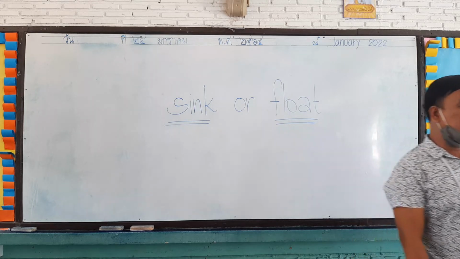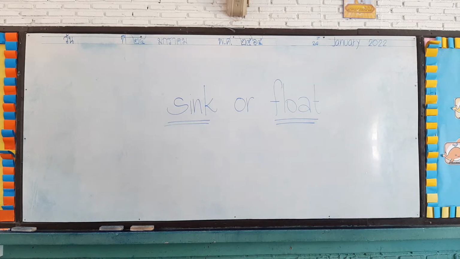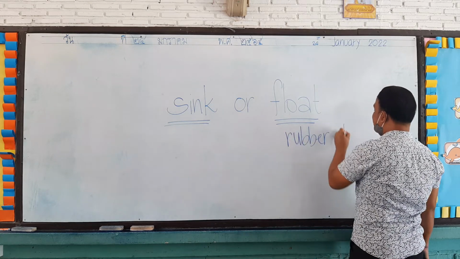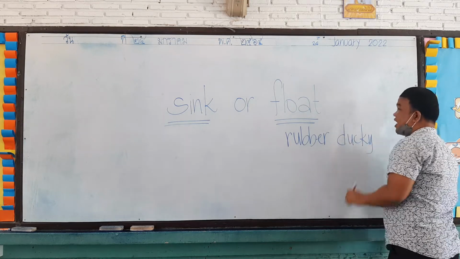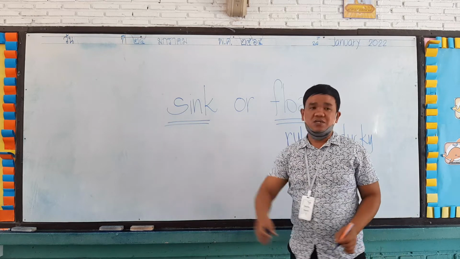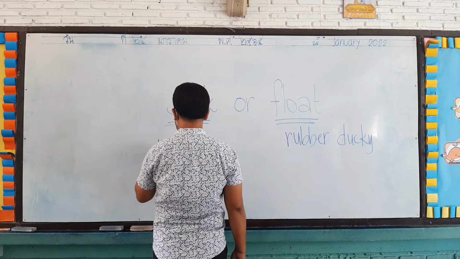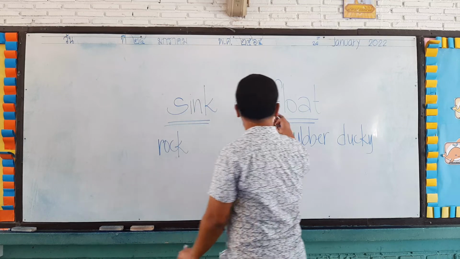Now look at your book. We have here the different objects, to see if they sink or float. We have the rubber ducky. Is the rubber ducky a sink or float? It's float. Give me one example for sink. Rock. The rock sinks. What else? Give me one for float.